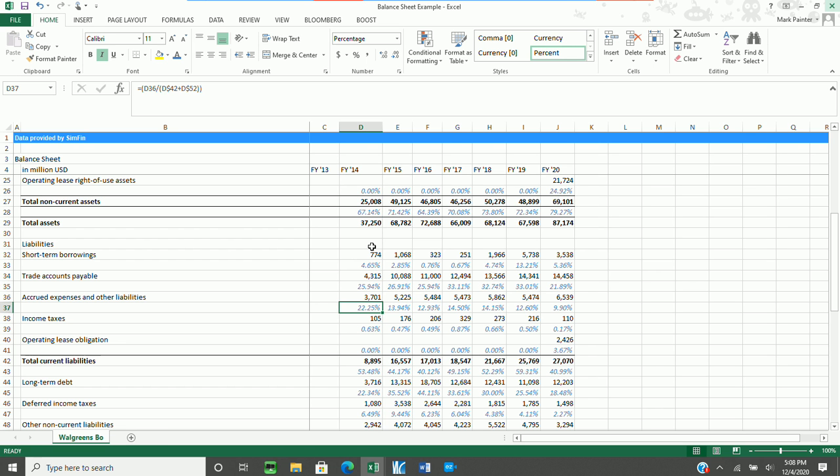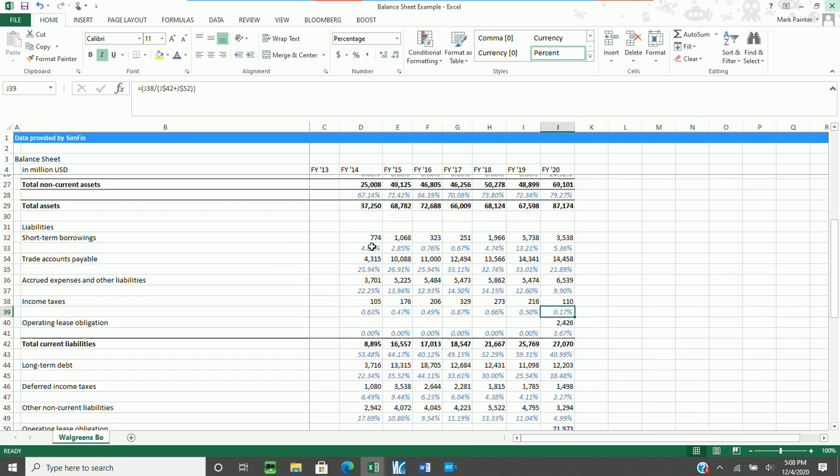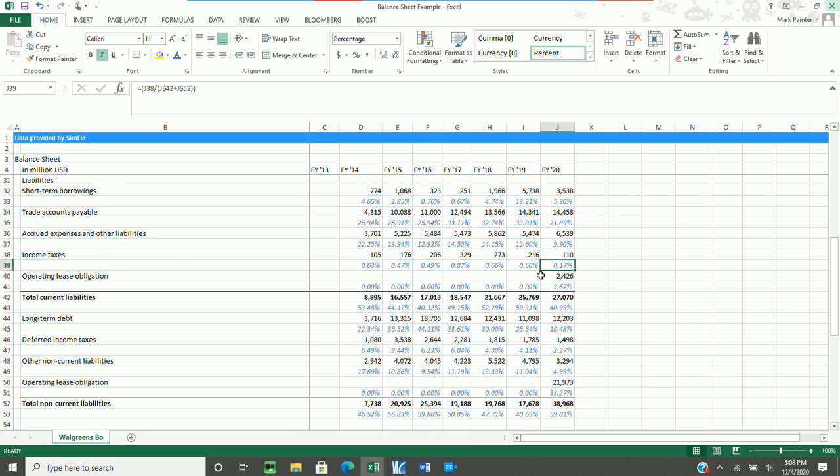These are accrued expenses and other liabilities, and you can see the trend there is to drop over time, and then income taxes, as a percent of liability, those have actually dropped over time. And then again, here you can see the operating lease, that has just come in 2020. Something happened with Walgreens where they sold some of their buildings and then converted them to operating leases. And then here we'll go, this is long-term debt.